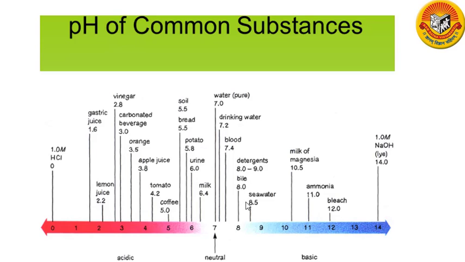Seawater has pH 8.5. Milk of magnesia, which we generally use as an antacid, to neutralize acidity, has pH 10.5. Ammonia has pH 11. Bleach has pH 12, and 1 molar NaOH has pH 14. So this is concentrated sodium hydroxide with pH 14. Sodium hydroxide is a very strong base, and here HCl is a very strong acid.